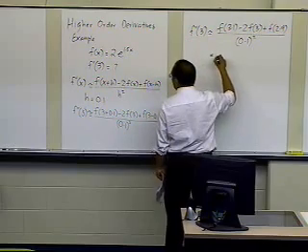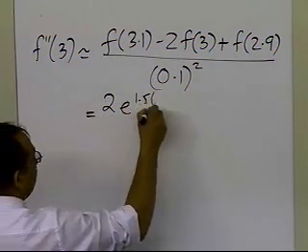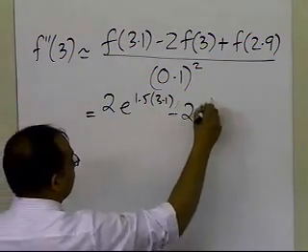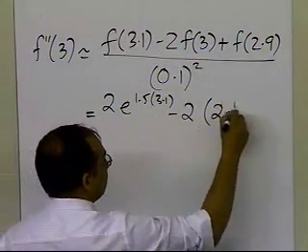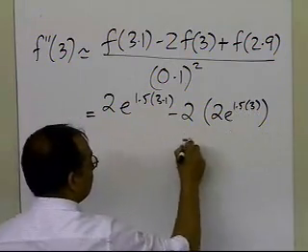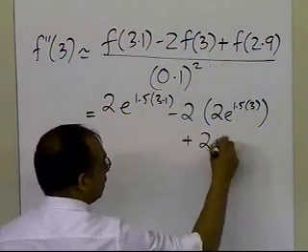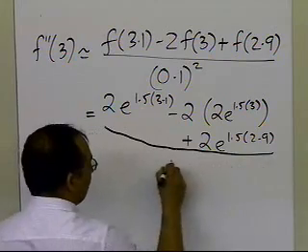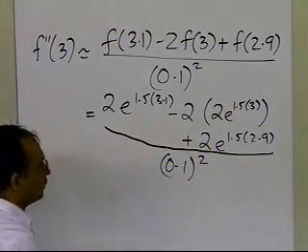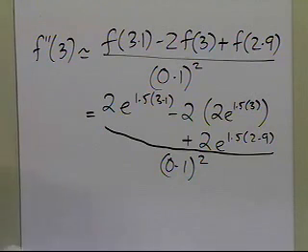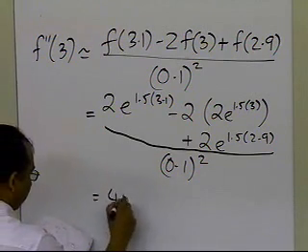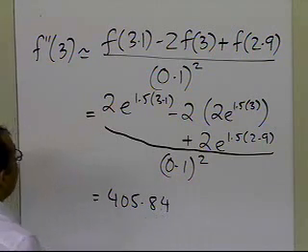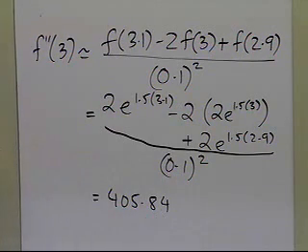So what is the value of the function at 3.1? It is 2e to the power 1.5 times 3.1, minus 2 times the value of the function at 3, which is 2e to the power 1.5 times 3, plus the value of the function at 2.9, which is 2e to the power 1.5 times 2.9, and then this whole thing is divided by 0.1 squared. So this turns out to be 405.84. That is the approximate value of the second derivative of the function at 3. Let's go and see how good this answer is by comparing it with the exact answer.